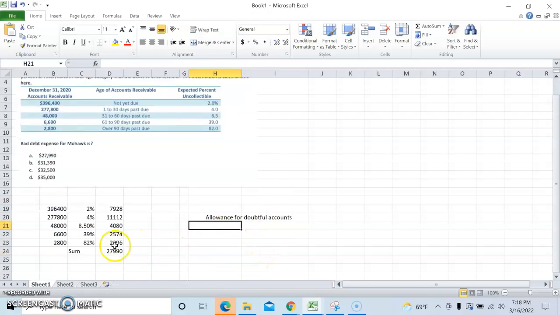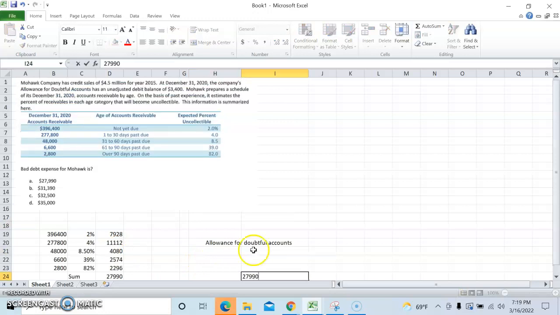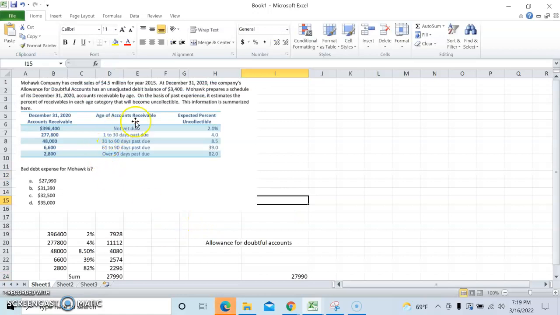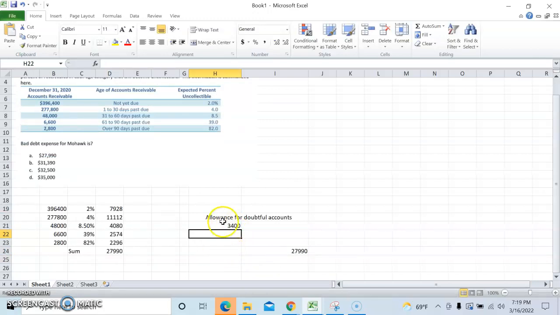So let's put our ending balance of allowance for doubtful accounts, which is 27,990. Now we need to see if we have a beginning balance somewhere. And if we look, it says allowance for doubtful accounts has an unadjusted debit balance of 3,400. So we're going to put 3,400 on this side. All right, so now we have to see, and remember the ending balance has to be 27,990 on the credit side. So we know just looking at this 3,400 does not equal 27,990.